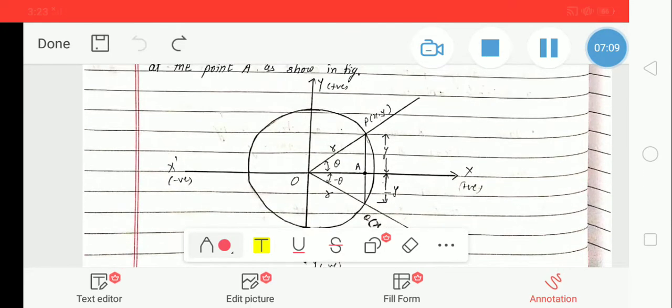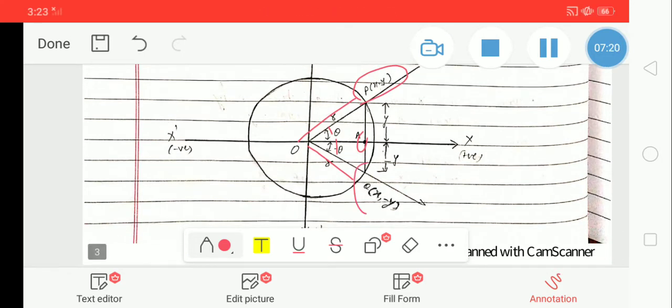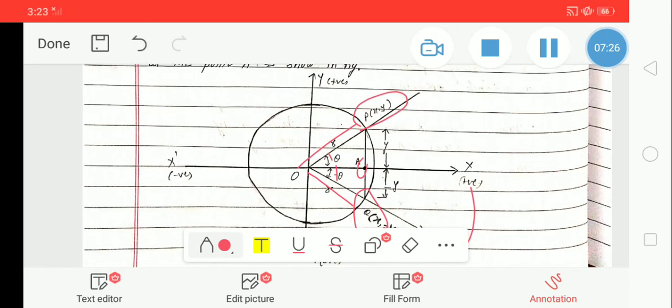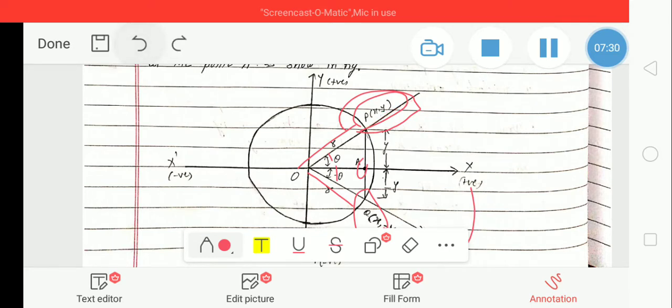Now here theta and minus theta, both are radii. A is a point on the x axis, another point is P, and here another point is Q. Q is in the fourth quadrant, so x is positive and y is negative, and point P is in the first quadrant, so both values are positive. x and y are both positive here.